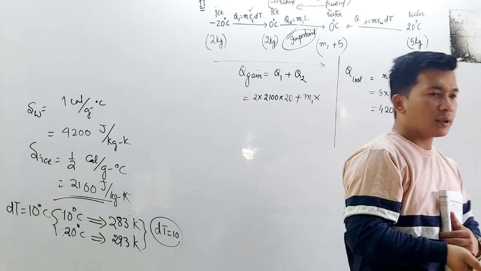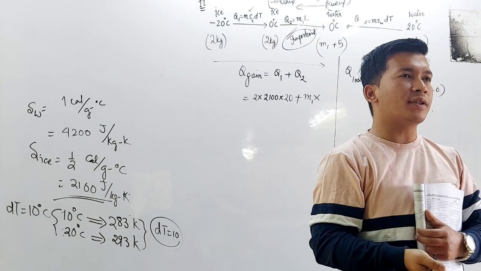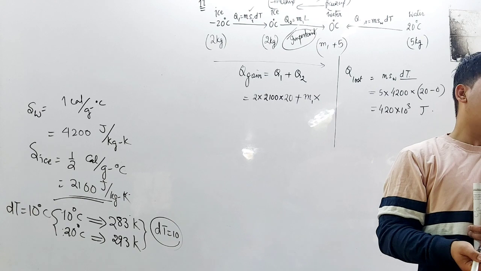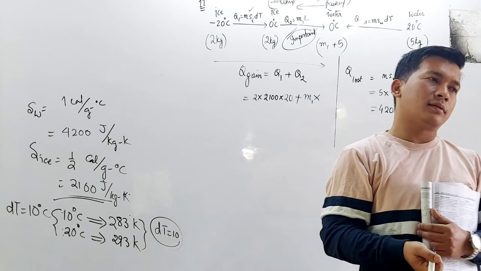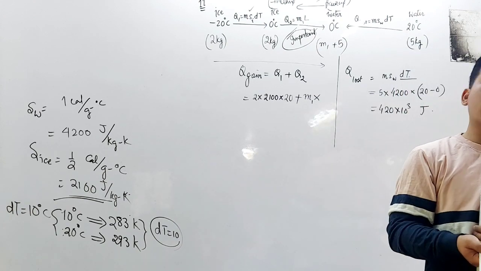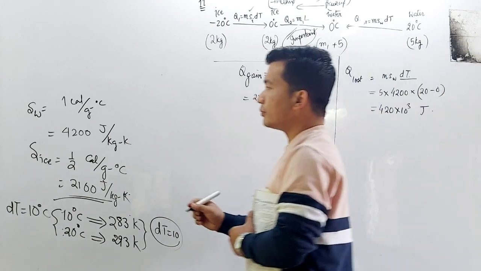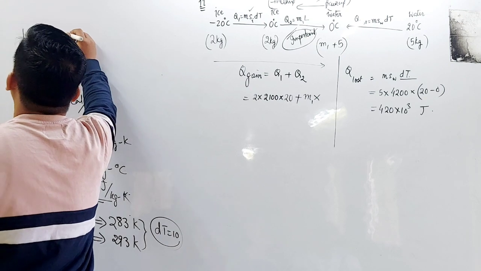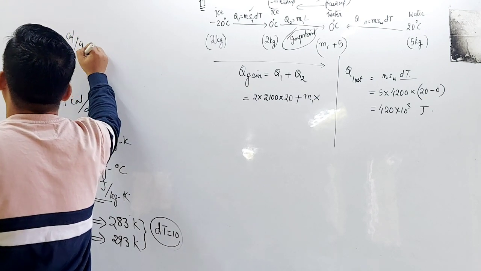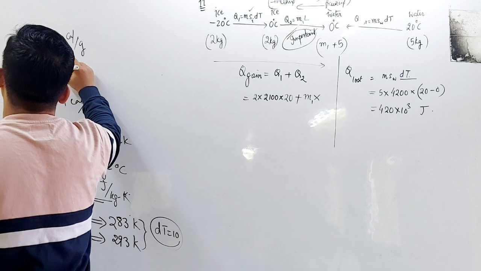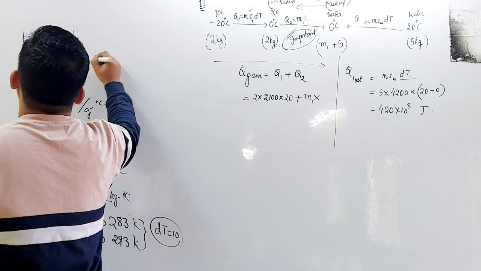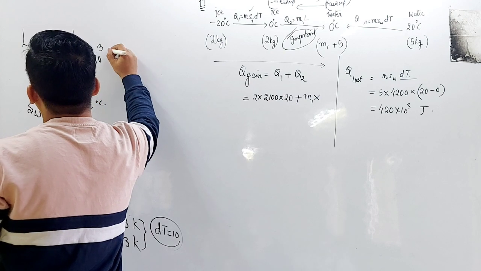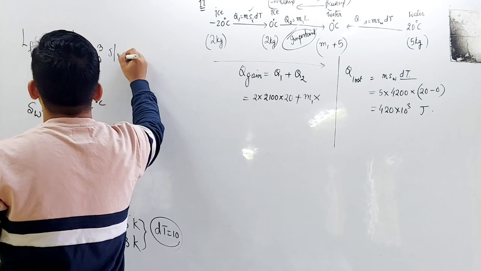Latent heat of fusion will be equal to 336 into 10 to power 5. My unit of the latent heat of fusion here is calorie per gram. Now this is equal to 336 into 10 to power 3. This is joule per kg.